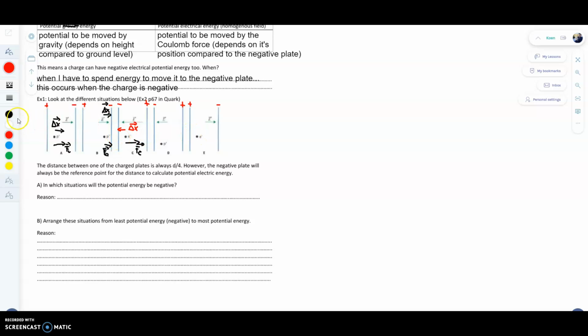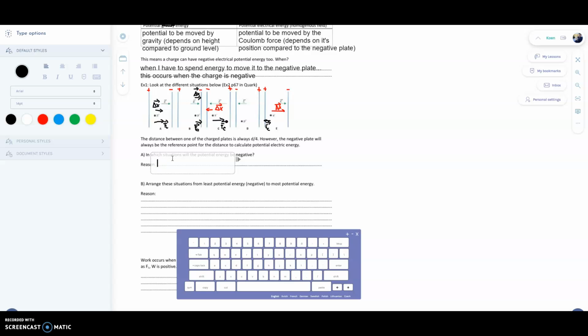And we have a very similar situation in this case. It's a negative charge, so your Coulomb force is going to be pulling it towards the positive plate in this case. There's no way I can rely on it to drag it, to displace it towards the negative plate in this case. So it has negative potential energy. So in which of these situations will the potential energy be negative? These are situations C and E.